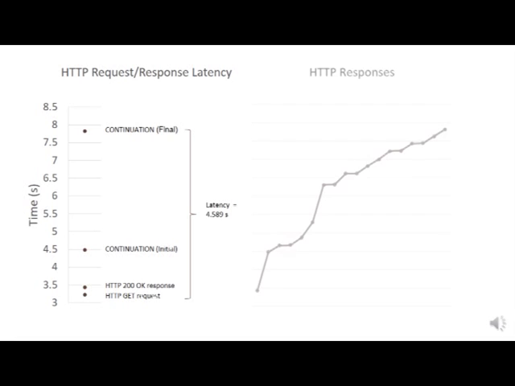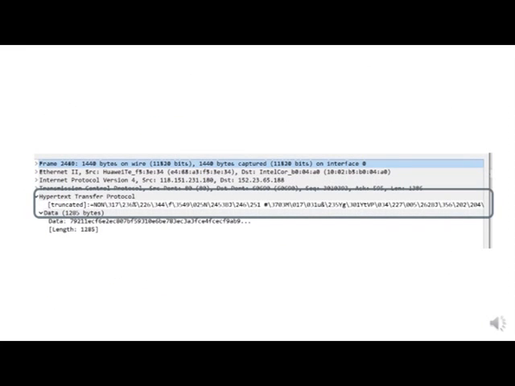This graph shows the series of continuation responses that were received, where the x-axis is the cumulative number of responses received, and the y-axis is the same as the graph on the left-hand side, time. The continuation response is designated as an HTTP message, but it doesn't actually contain a status code, a message, or any of the usual headers.